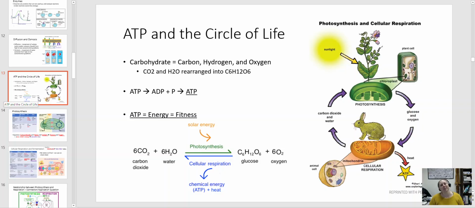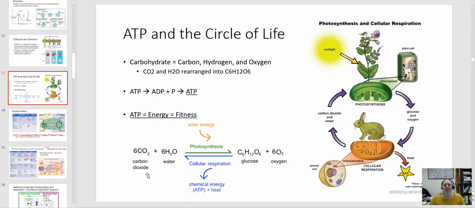Remember, carbohydrates are the main source of our energy. Carbon, hydrogen, and oxygen are easily rearranged into carbon dioxide and water, or vice versa, through photosynthesis and cellular respiration. Okay, ATP, energy, fitness. We know this, right? No fitness, no babies. Biology is all about making babies.